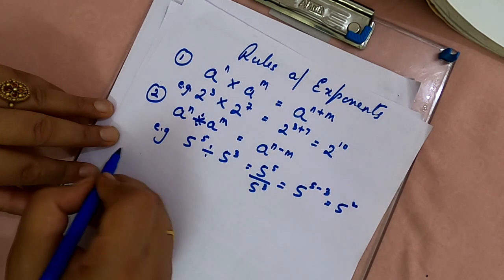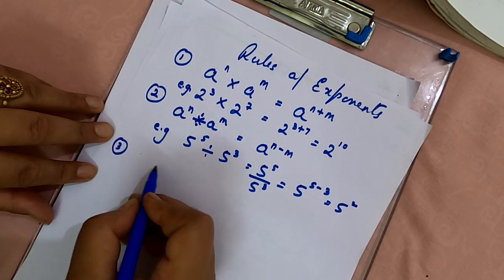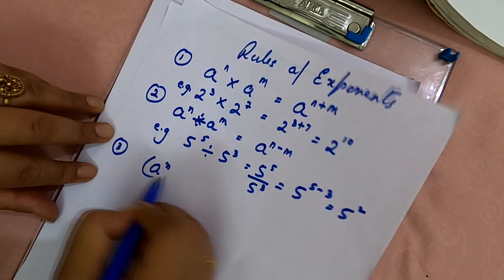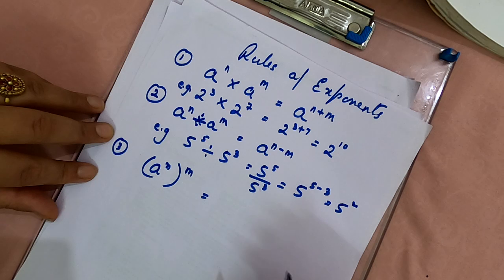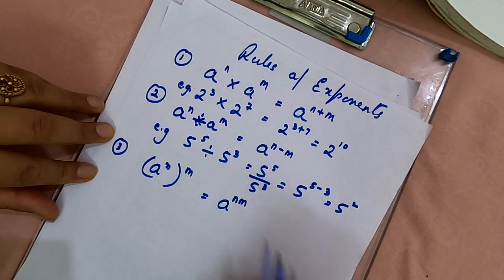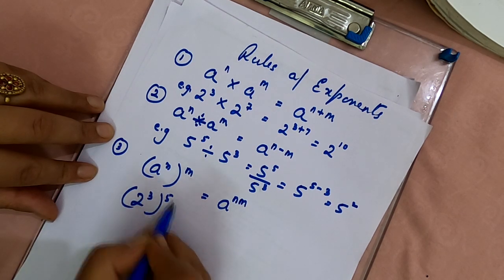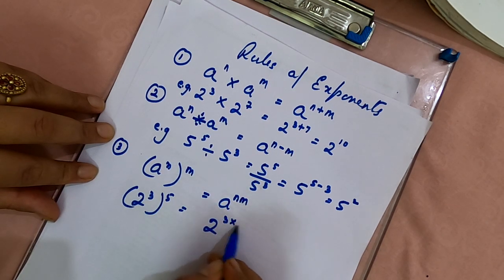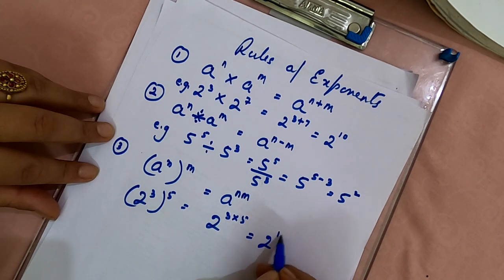Clear? Now come to the third one. Whenever there is a power over a power, that means suppose a raised to power n, whole raised to power m, the powers will be multiplied. That is a raised to power n multiplied by m. 2 raised to power 3 whole raised to power, suppose 5, then the answer will be 2 raised to power 3 into 5, that is equal to 2 raised to power 15.